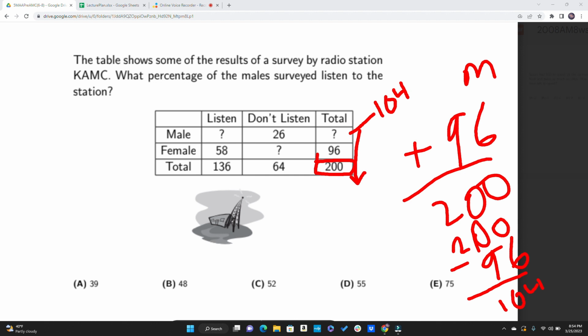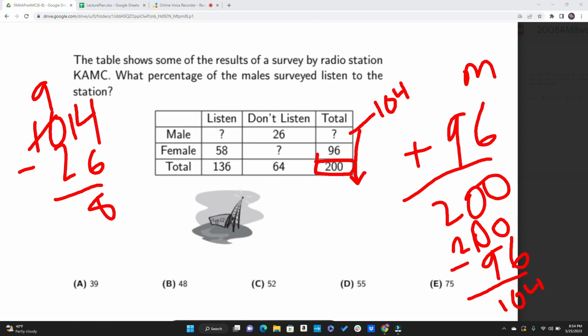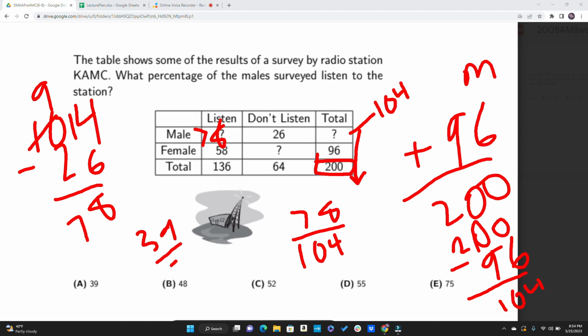Okay. We also know that 26 out of the 104 don't listen. So we need to figure out how many do listen. Finding the total number of males minus the ones that don't listen will tell us the ones that do listen. That would be 78 males listen to the radio. Alright, so now we need to find the percentage. So 78 out of 104 listen. What's that as a percent? I can divide both by 2. 39 out of 52 listen.